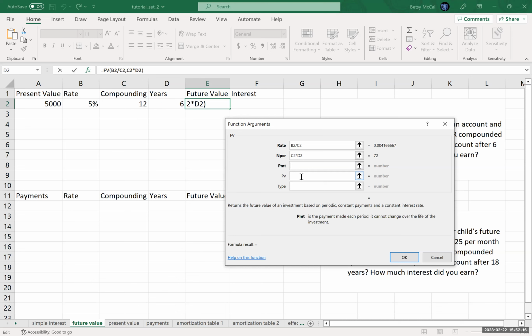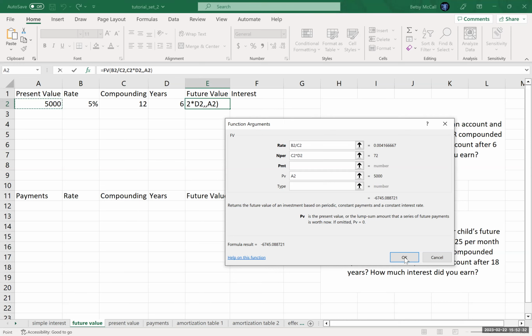Now, in this particular example, we don't have a payment, so we're going to skip that. We do have a present value. Now, in these formulas, you either use the payment or the present value. Typically, you generally don't use both of them. And then we can ignore the type because we're going to go with the default. And then we hit OK.